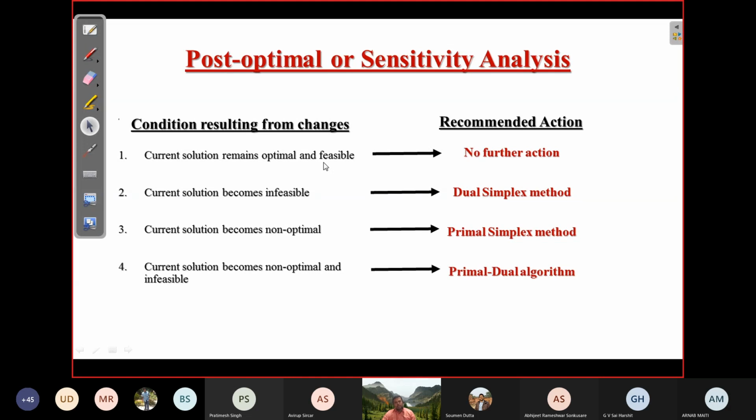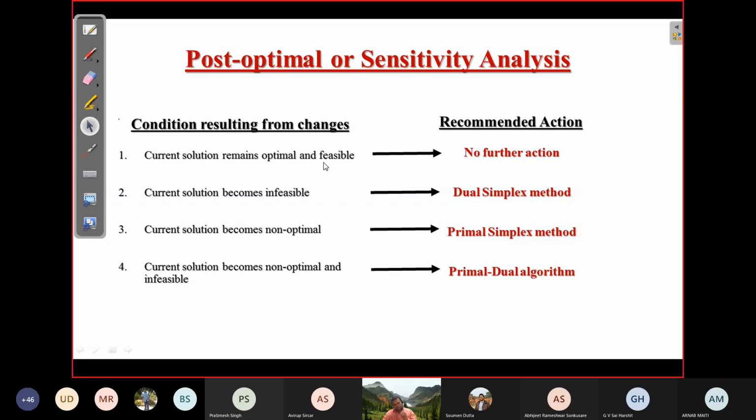The second point is the current solution becomes infeasible. So with certain changes in parameters, the current optimal solution becomes infeasible because you might have changed certain values in such a way that the feasible region itself has changed and the current optimal solution now is outside that feasible region, right? It may happen.